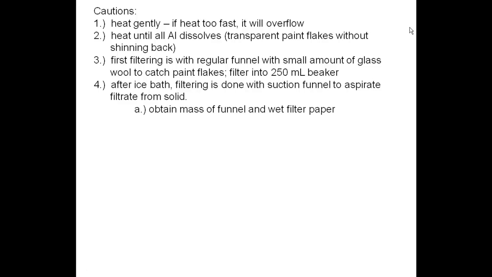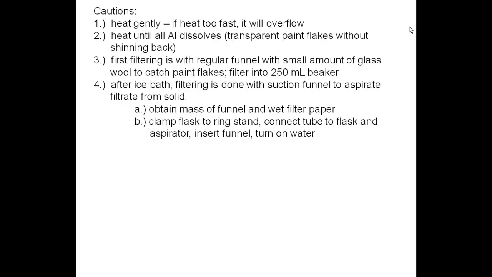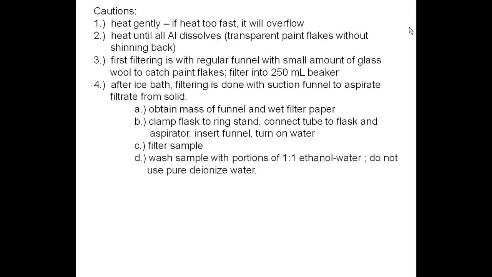To do that, I would suggest that step 1, obtain the mass of the funnel and a wet filter paper, because we're trying to get the mass of that solid after. Clamp the flask to the ring stand, connect the tube to the flask and the aspirator, insert the funnel, and then turn on the water. Then you filter your sample, pour it into that funnel. Wash the sample with portions of 1-to-1 ethanol water. Do not use pure deionized water. That will make the product soluble and it will break up. So you want to use the ethanol water combination.